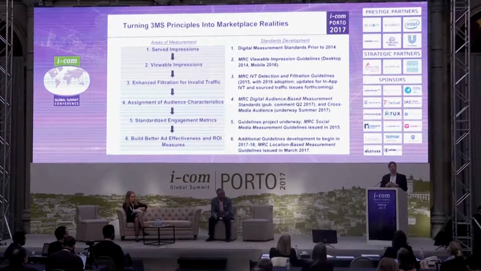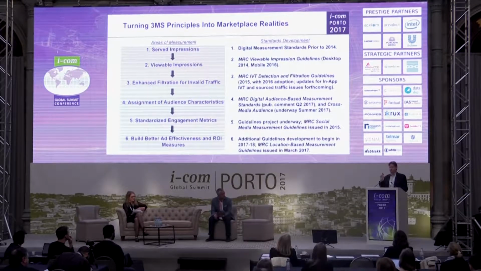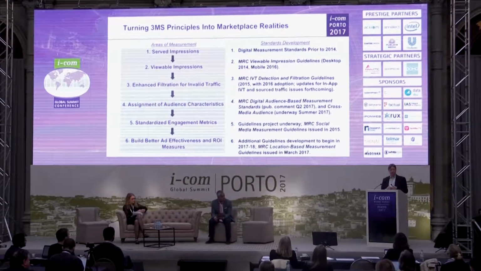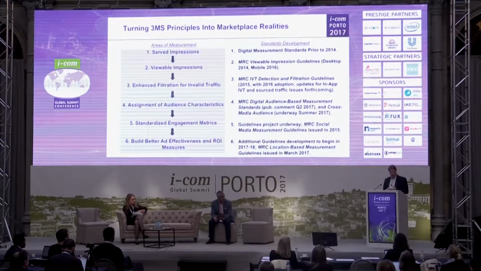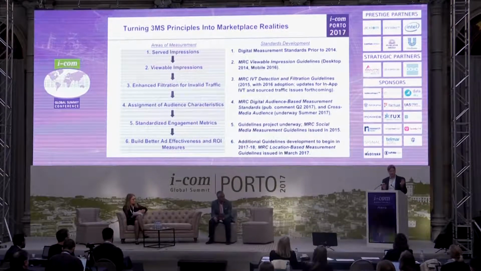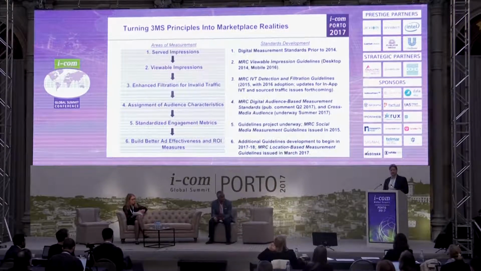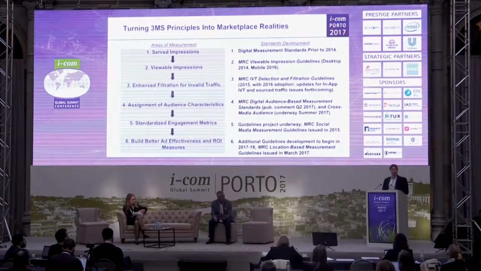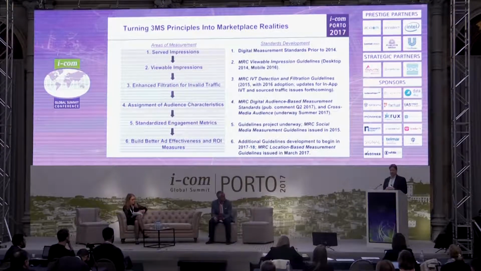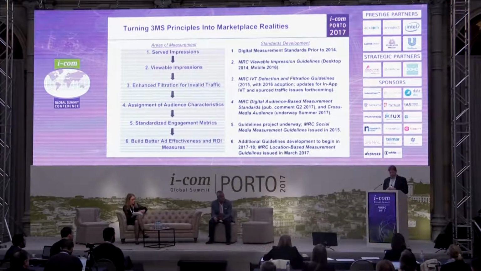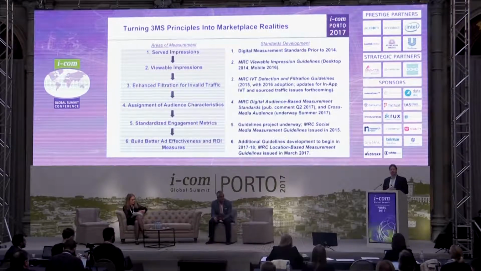And our work to date has been largely focused on improving measures of ad delivery for digital advertising. We're transitioning into more focus on those measures of ad effectiveness by doing work on engagement metrics that we're starting this year as well as building better ad effectiveness and ROI measures. So we've done some work in pieces on these latter 2 points, particularly social media measurement guidelines that we issued in 2015, and last month we actually issued a document called location-based measurement guidelines, and that definitely goes to that area, number 6, on building better ad effectiveness metrics.